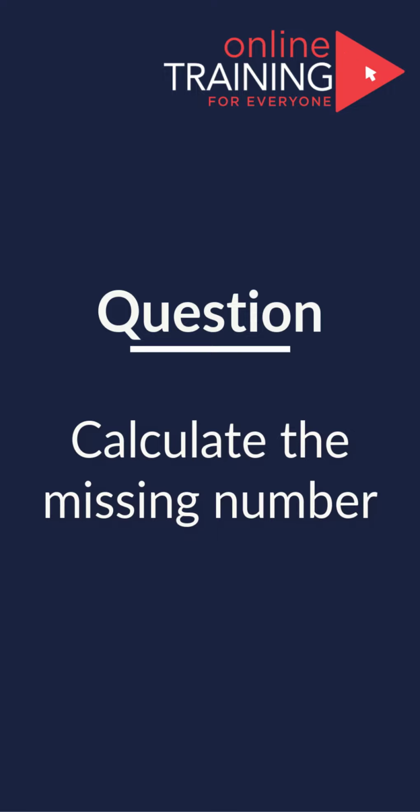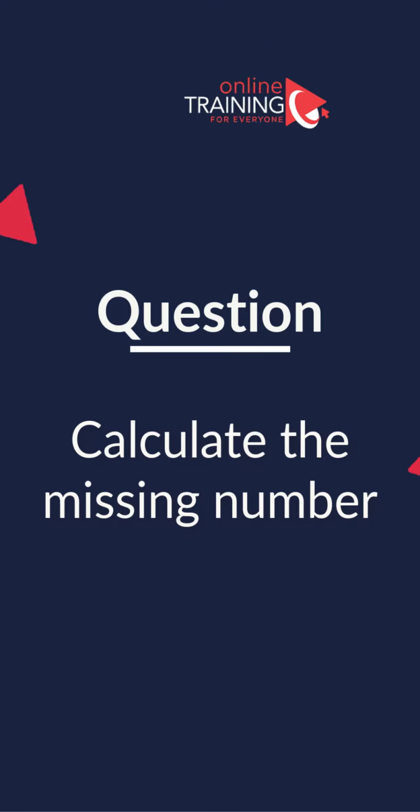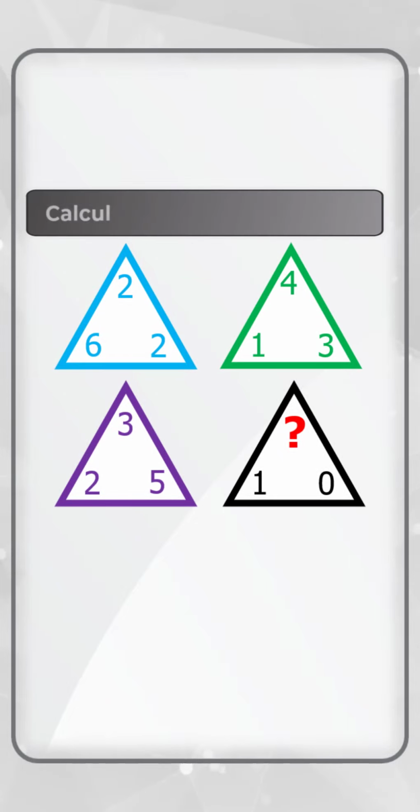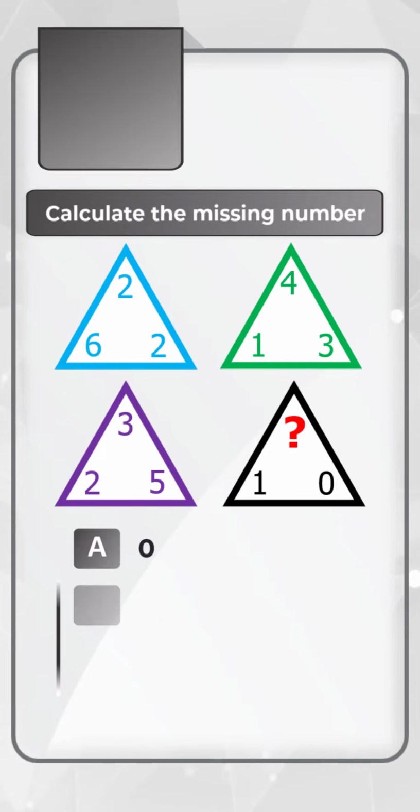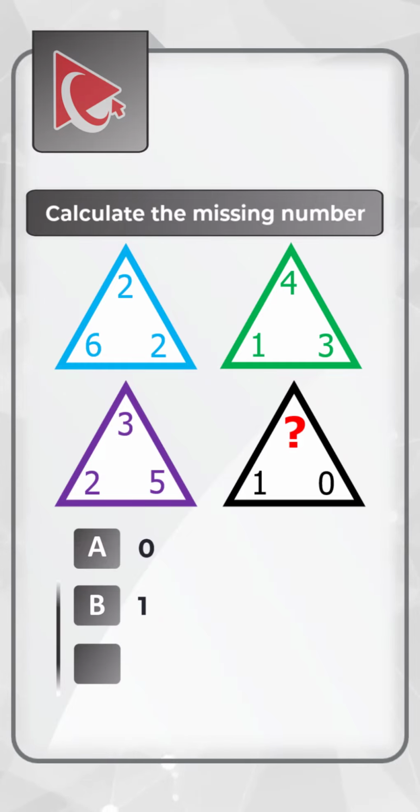Here's the question for you to see how well you would do on the real test. You're presented with 4 triangles. Each triangle is of a different color and has numbers in the corners. You need to calculate the missing number. And you have 4 different choices. Choice A, 0. Choice B, 1. Choice C, 2. And choice D, 3.